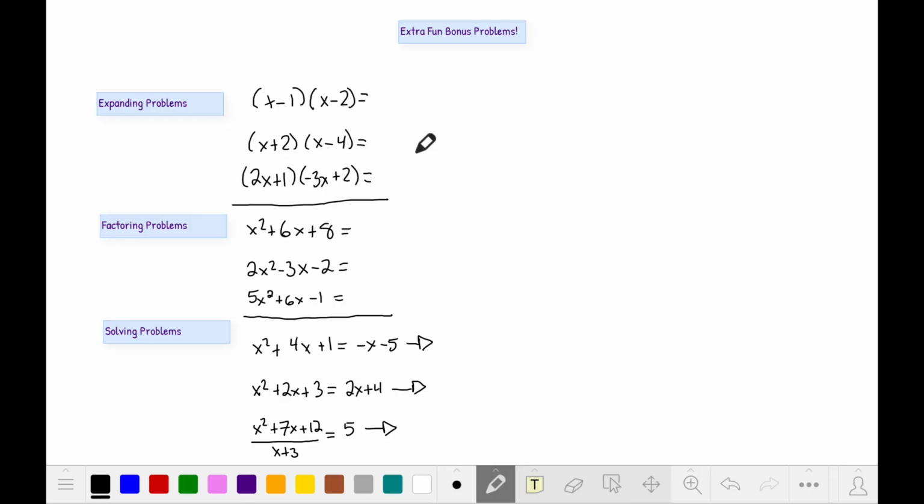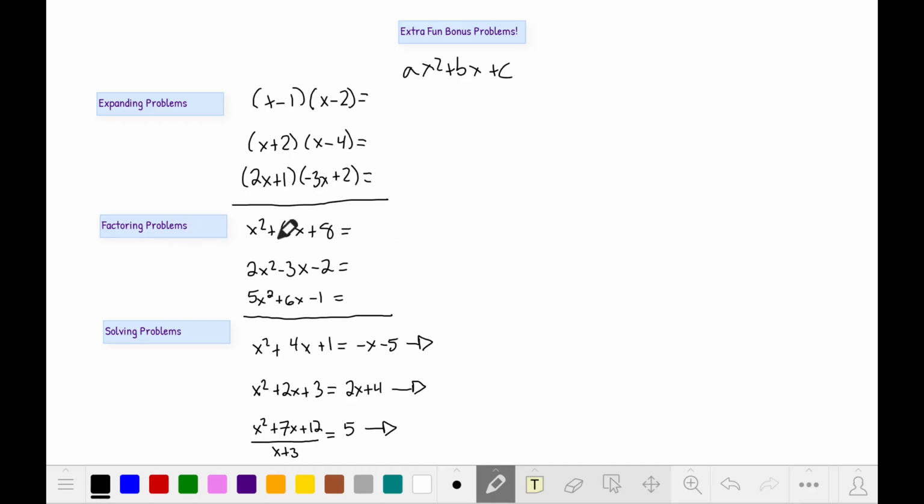All right, welcome to the extra fun bonus problems, everyone's favorite part of the video. So for the first 2 parts, we've got expanding and factoring. So for these 2, I'm really just interested in how you guys can make the expressions easier to work with. I'm not looking for a solving. I'm just looking for how do you get the x minus 1 times the x minus 2 to look like a big polynomial that looks like ax squared plus bx plus c.